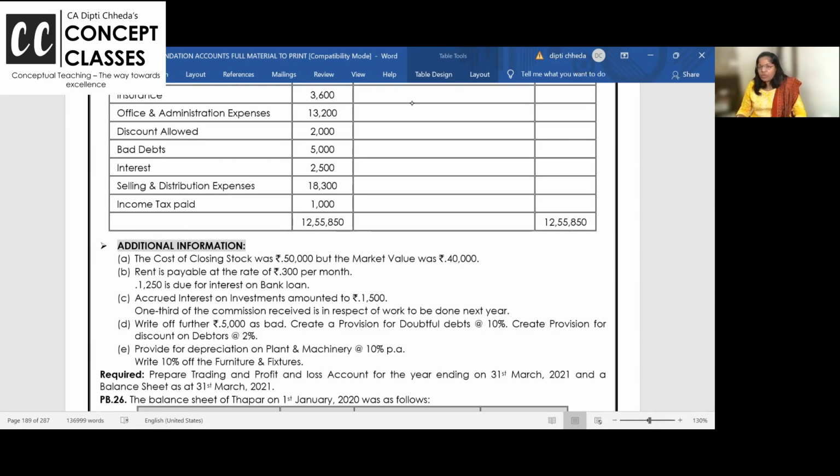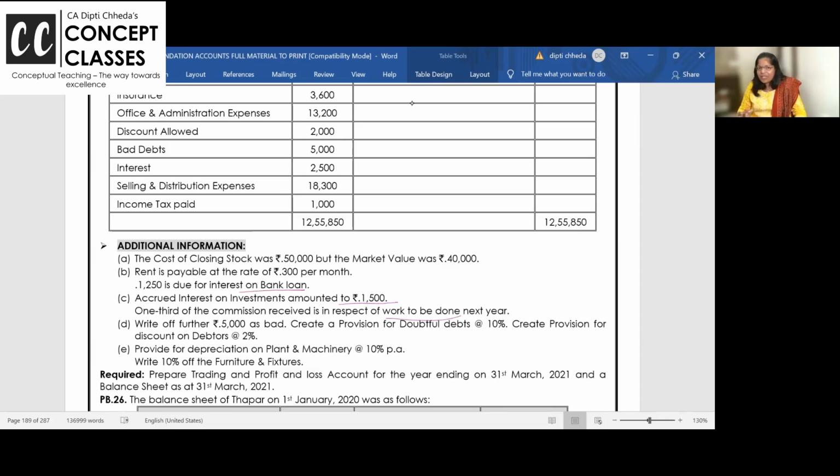Adjustment, closing stock to effect. Cost is 50,000. Are you all reading with me? Market value is 40. So cost or market value, whichever is lower ही लेंगे हम. Rent is payable at the rate of 300 per month. Okay. So rent देखना पड़ेगा कितना है. 1250 is bank loan interest due but not paid. Accrued interest is given ready. 1/3 of the commission received is for the next year. Income received in advance.